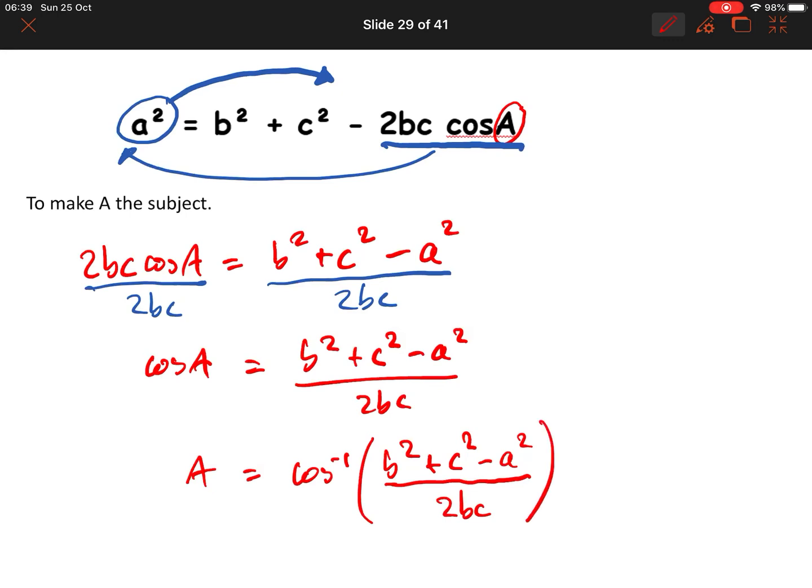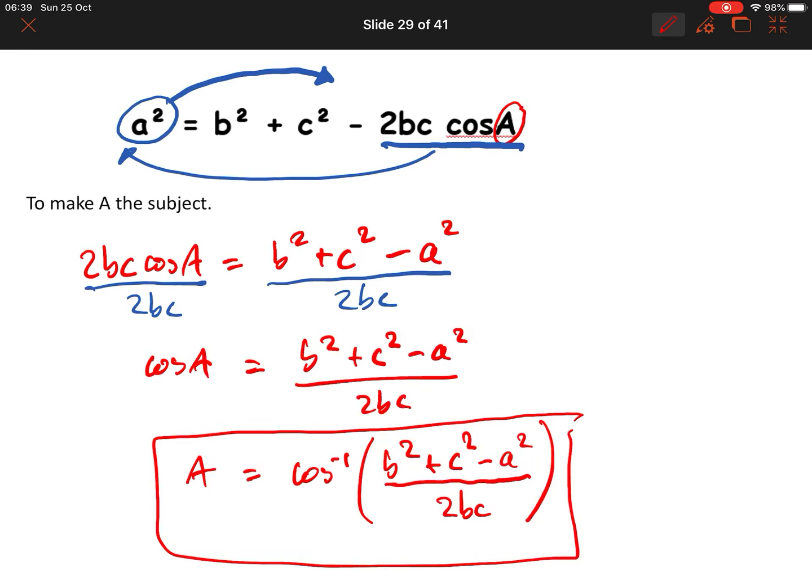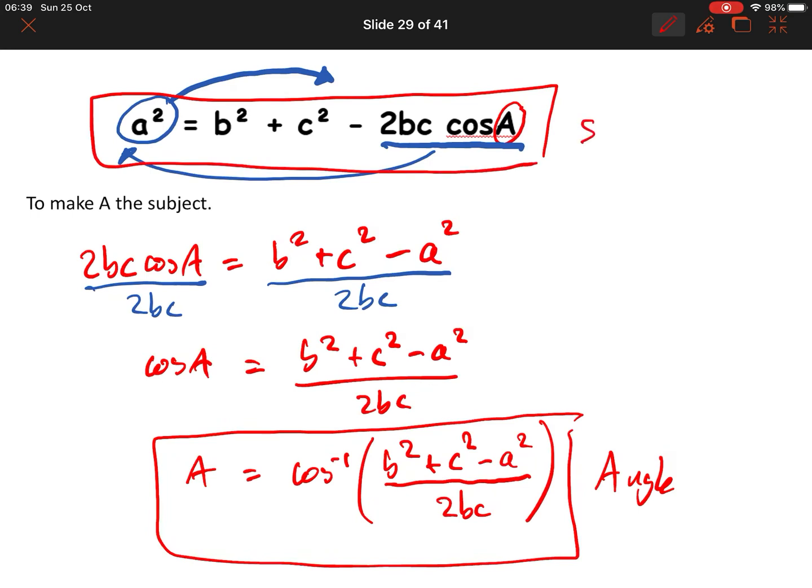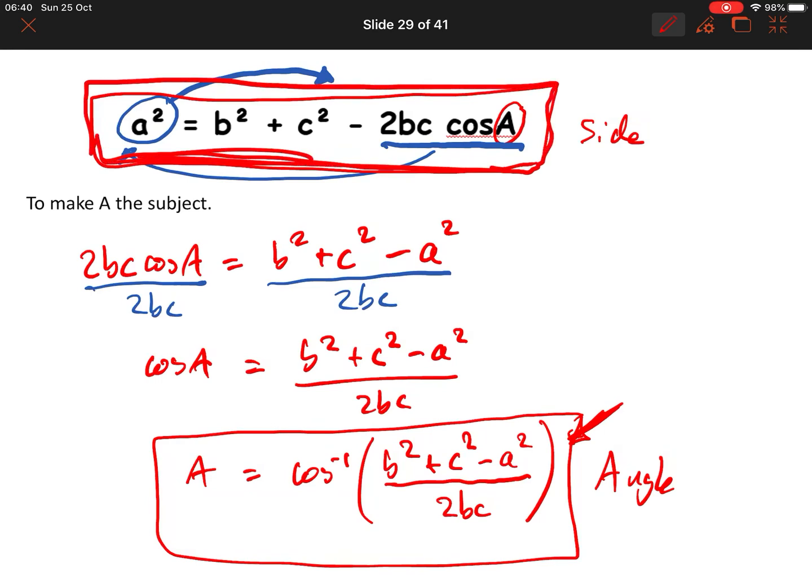Now what we've managed to do is rearrange the cosine rule to make it appropriate for finding an angle. The original helps us find a side, and this one here is for angles. Okay, now the angle formula you will not get in the formula booklet, so you either need to remember it or you need to be able to work it out from the side cosine rule, which you do get in the formula booklet.